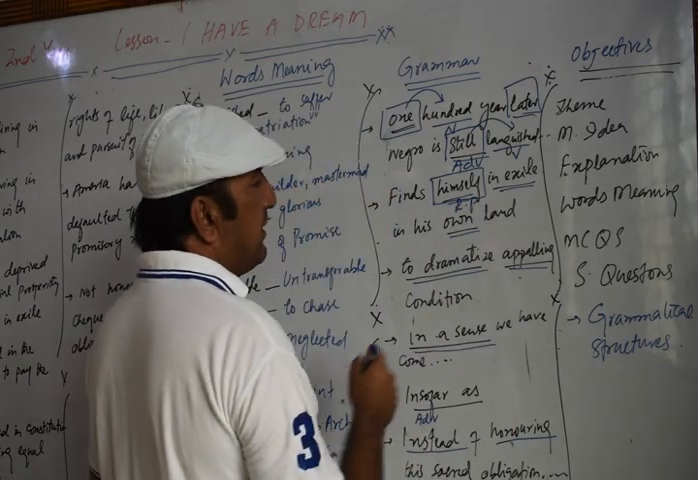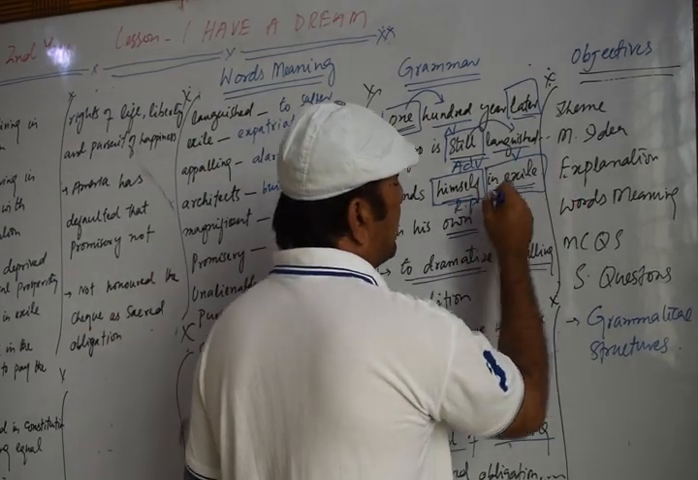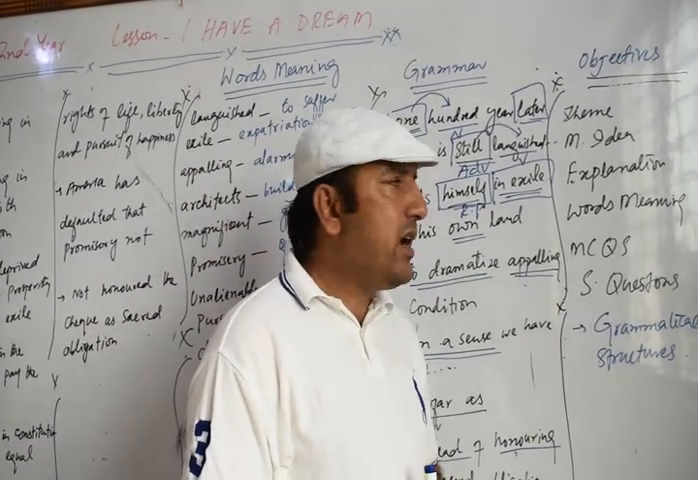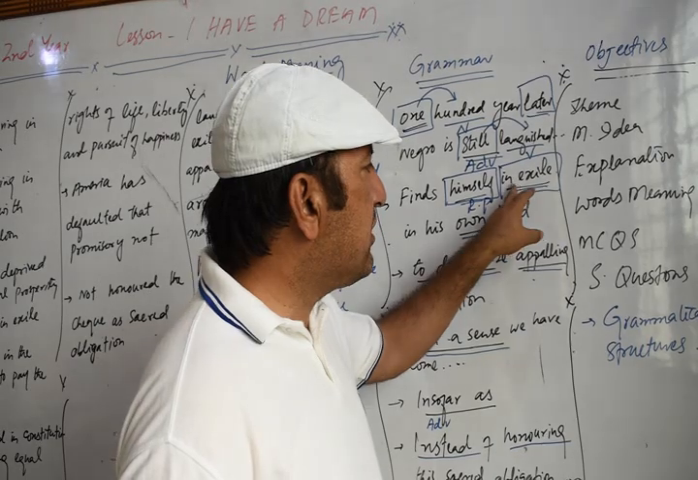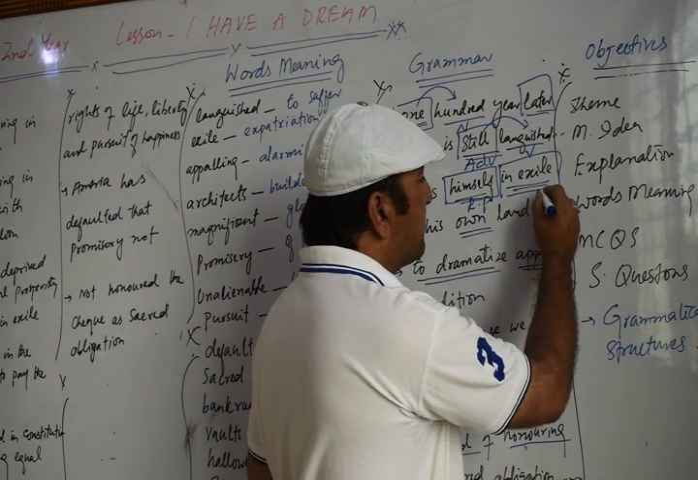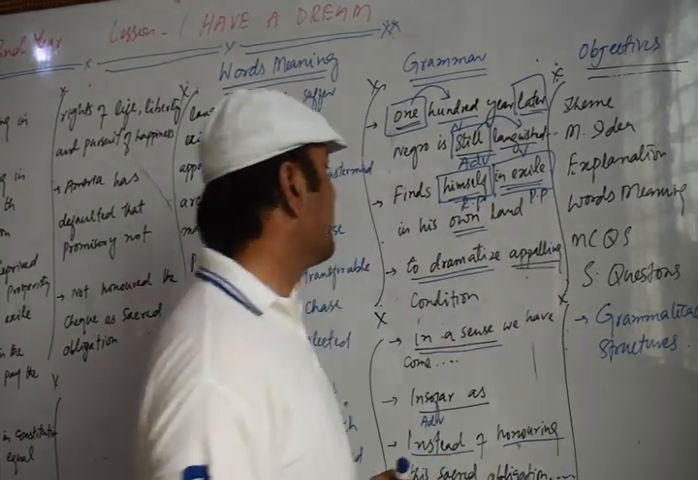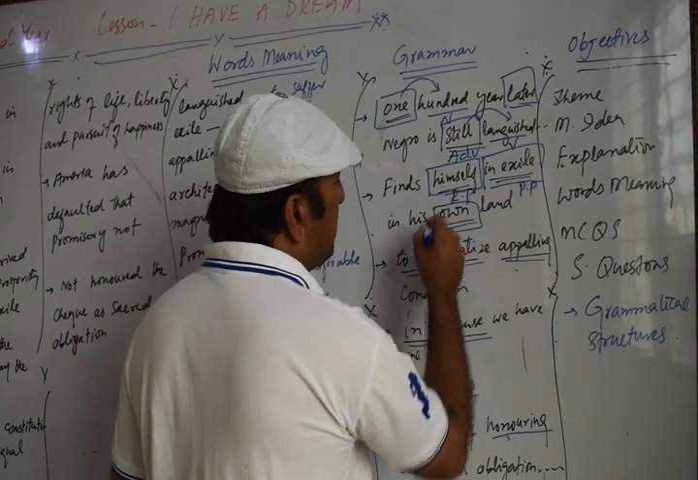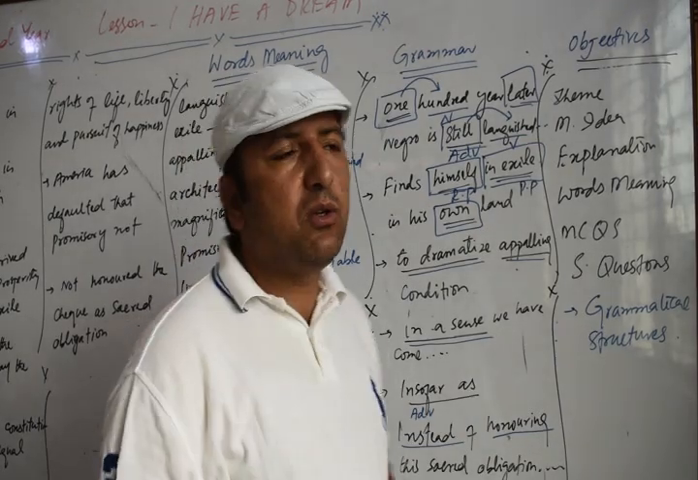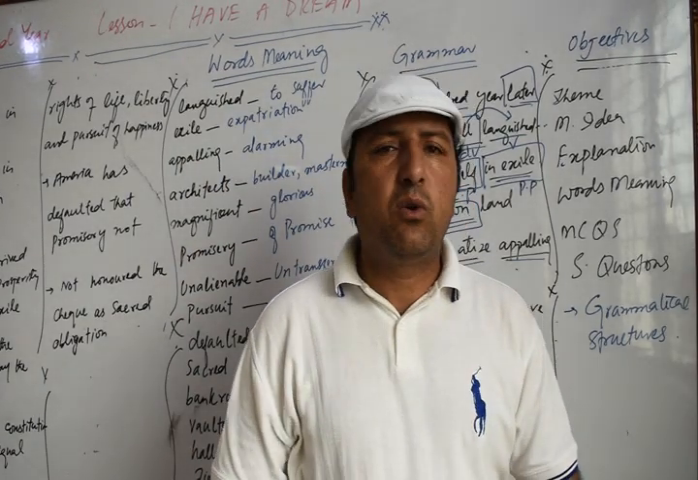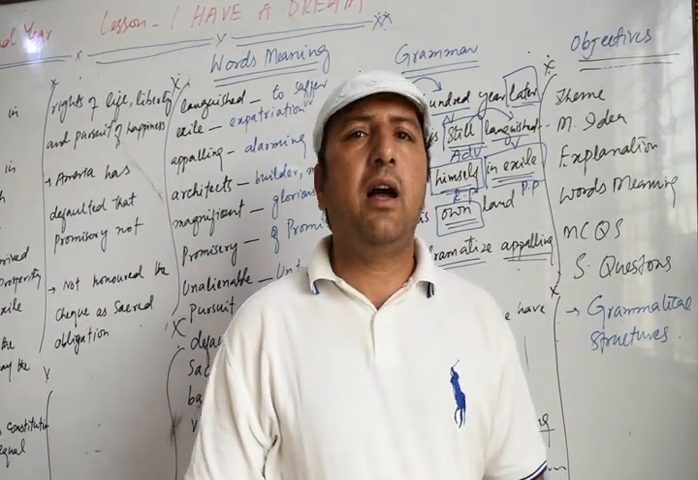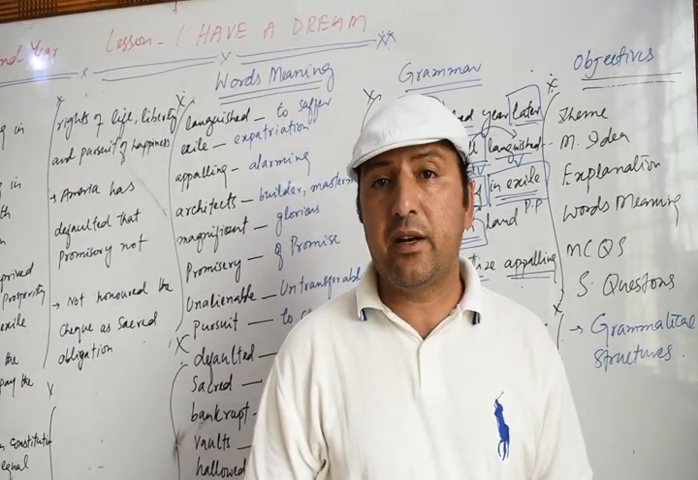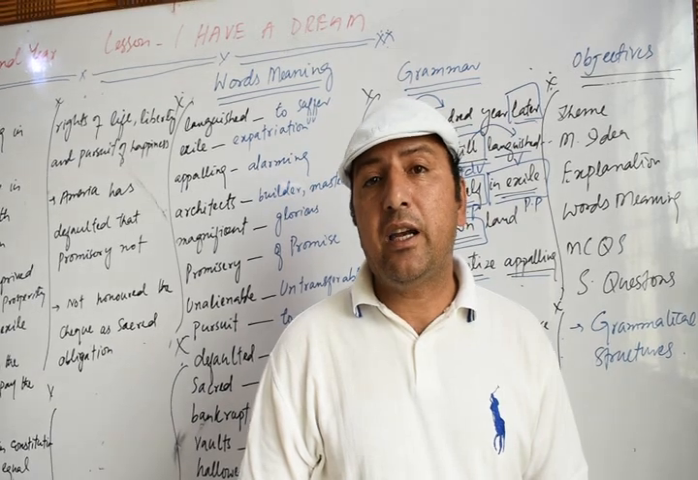In exile, basically, exile is a noun and in is a preposition. So any phrase which starts with a preposition and ends with a noun or pronoun, we call a prepositional phrase. So in exile is a prepositional phrase. In his own land, in his own. Now you see this own is very important. For example, we use or we quote a sentence: I killed him with my own hands. I killed him with my hands.